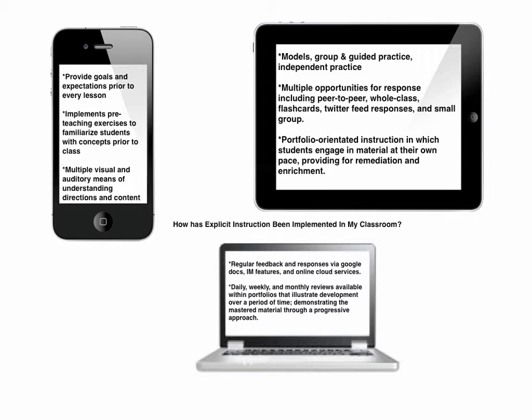I model, provide group and guided practice, and provide independent practice. In this scaffolding process, I illustrate myself how to do something, provide the groups with an ability to do it so they can help one another out, and inevitably allow that independent student to master it on his or her own. I provide multiple opportunities for response, including peer-to-peer, whole class, flashcards.